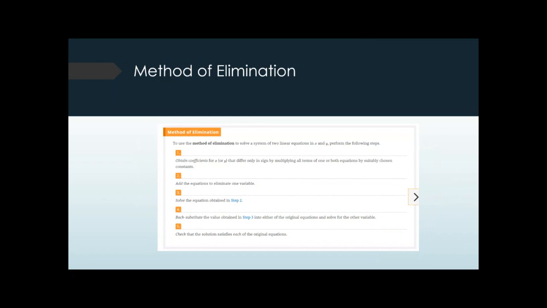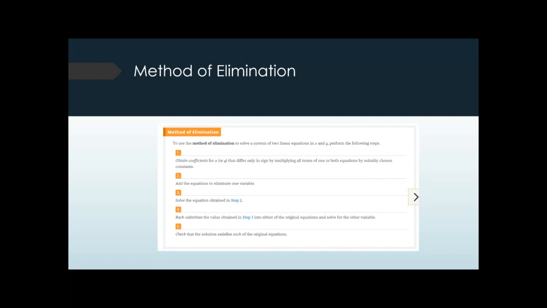But a lot of people will just choose one method and do it. If you like doing elimination and you want to do that all the time, that's fine. If you like substitution and you want to do that all the time, that's fine. It's just another method that you can use for solving.